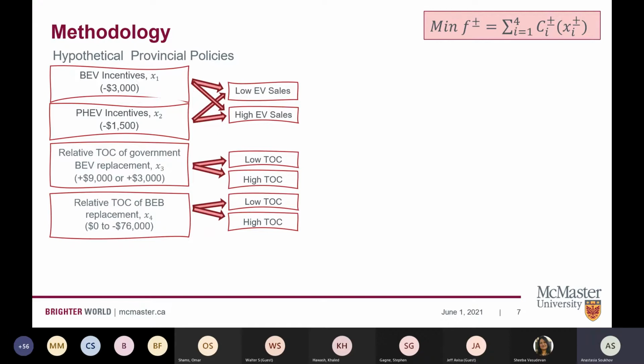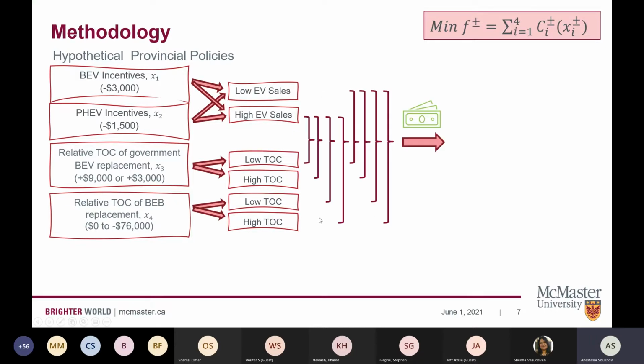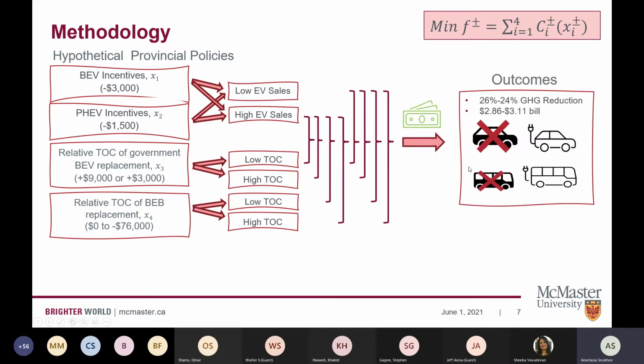EV sales are important because they determine how many incentives are given. Assuming we keep the $3,000 and $1,500 prices fixed, this determines how much money the province will spend funding the incentive program. You can imagine different combinations of all of this, and it was just an optimization equation. It found the optimal allocation of policies, X1, X2, X3, and X4, to get a greenhouse gas reduction. I will show the greenhouse gas reduction in the next slides.